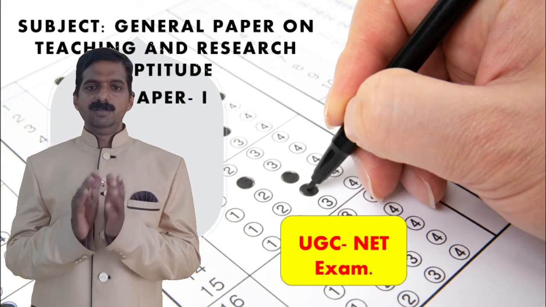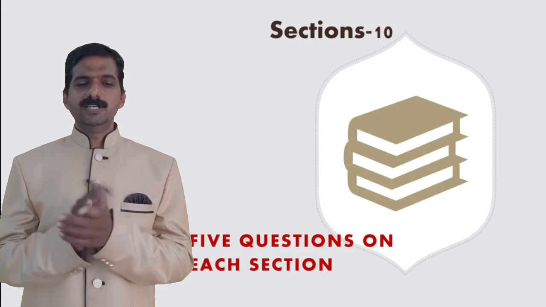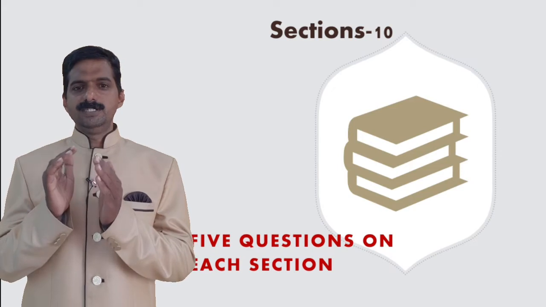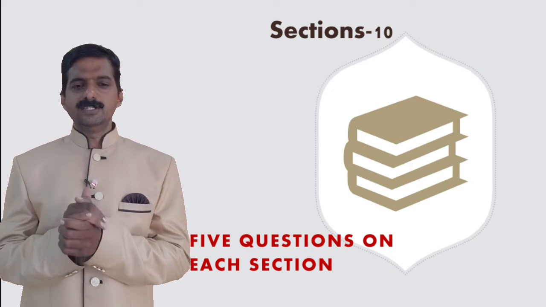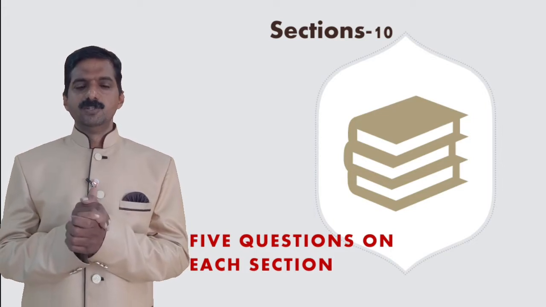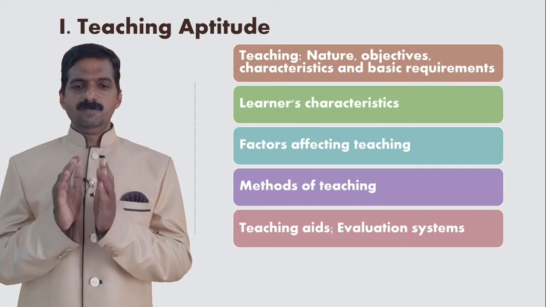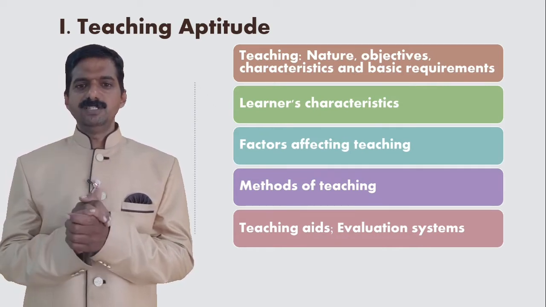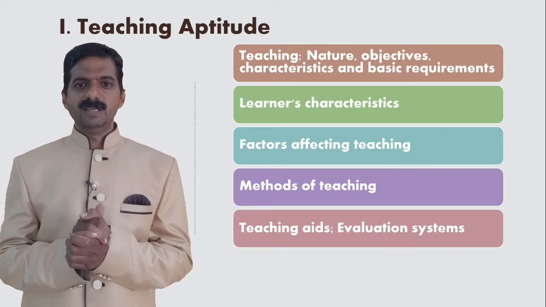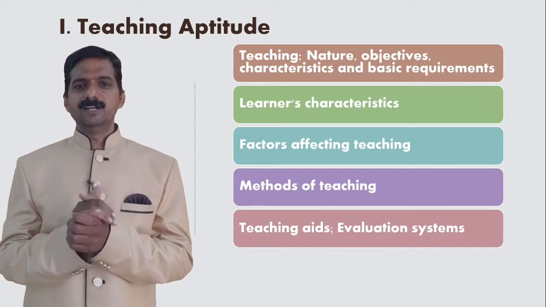So in this paper first, there are 10 sections, and each section has 5 questions. So let's see these 10 sections and subunits of each and every section. So first unit is related to teaching aptitude. For a teacher, teaching aptitude is the most important element. So concept of teaching, as well as its objectives, characteristics, and basic requirements.